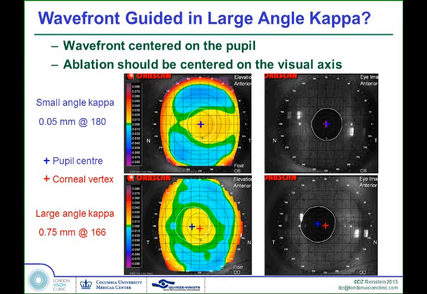In the corneal plane, you'll see the corneal vertex here in red, the entrance pupil center in blue, and in the corneal plane, we measure the pupil offset, the distance between these two points. In this example, it's 0.75 millimeters. So that's a patient with a large angle kappa.